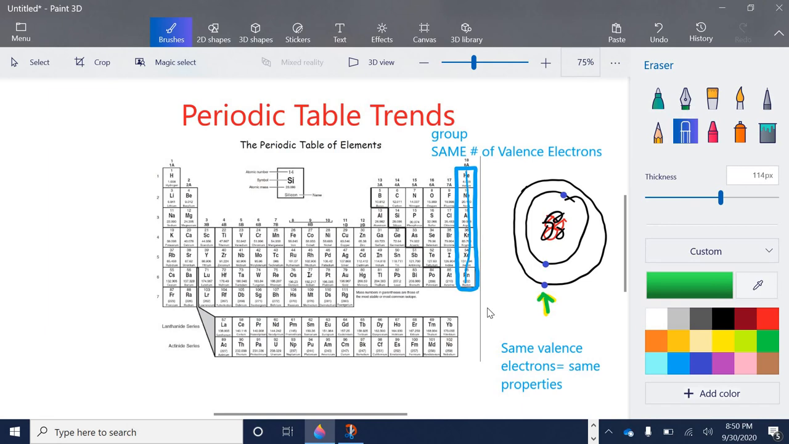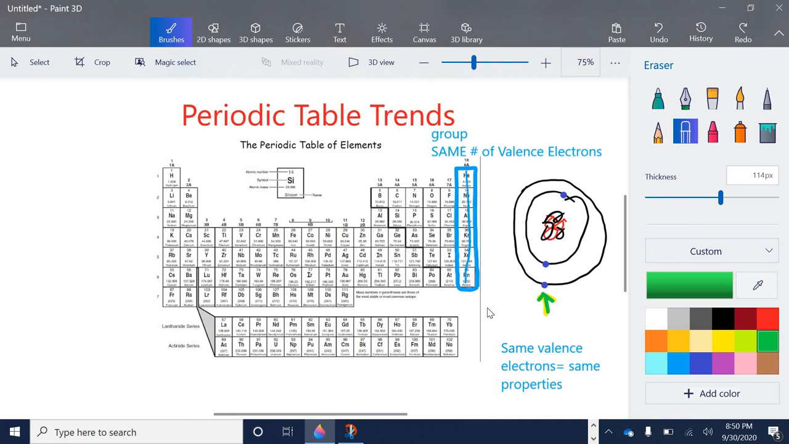So if you were asked to pick an element that has very similar properties to some specific element on the table, for example, let's say I wanted to pick an element very similar to sodium, any other element in this column would be a pretty good choice, because it has the same number of valence electrons. So when you go to justify that, you want to back up your answer by talking about the number of valence electrons. So that's about groups on the periodic table.